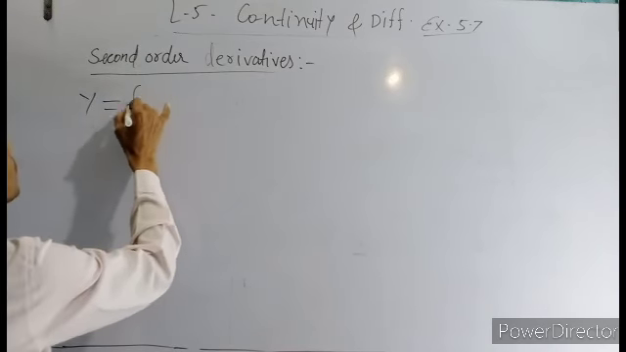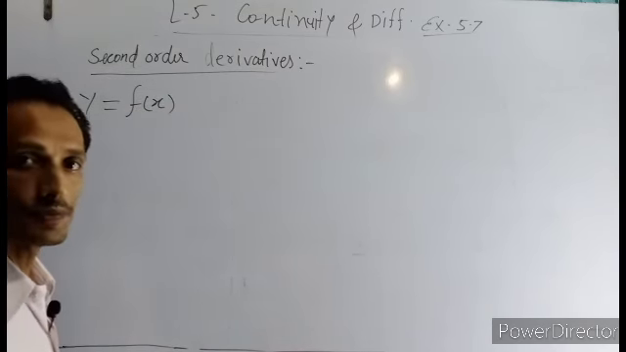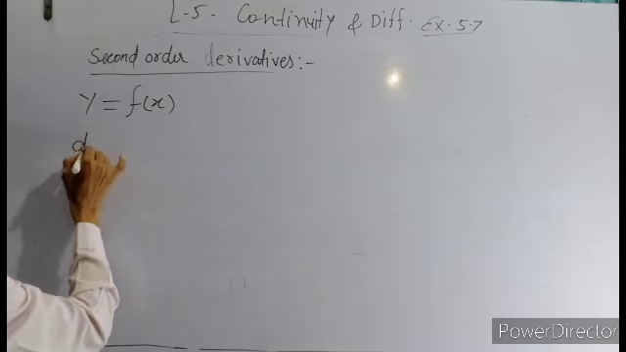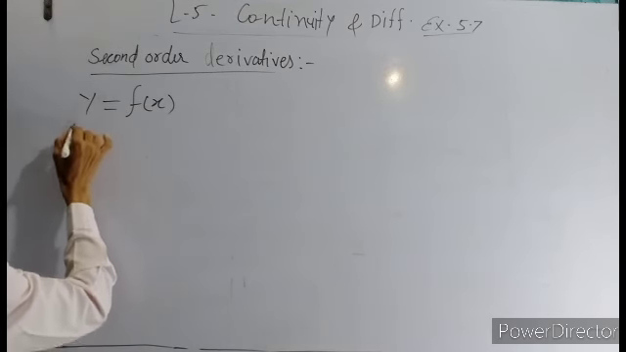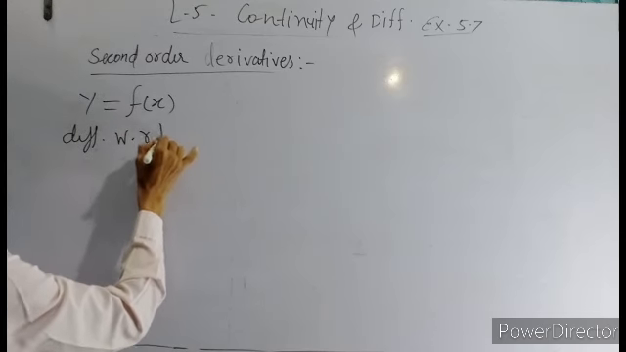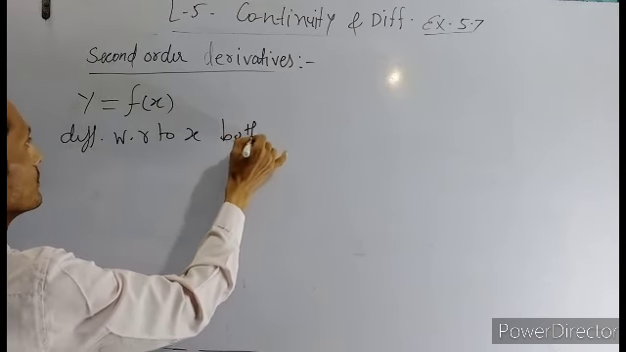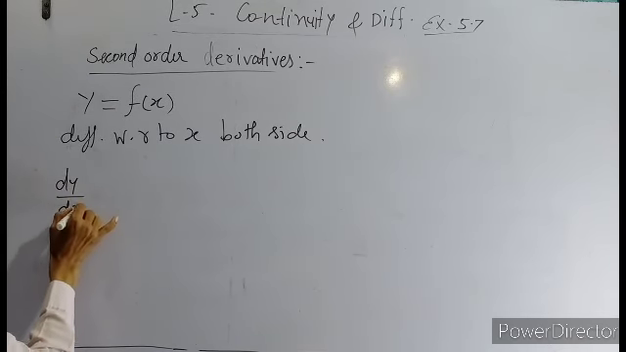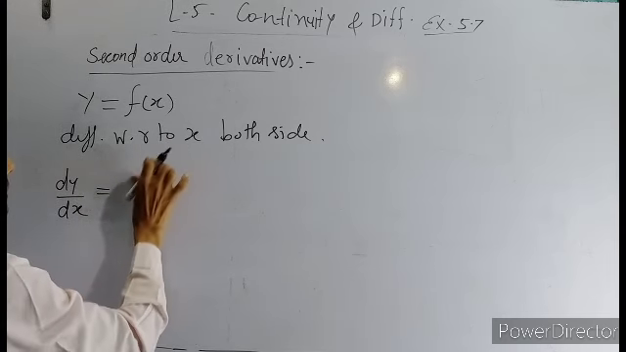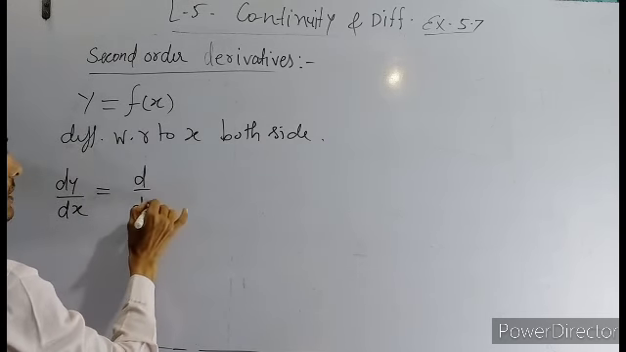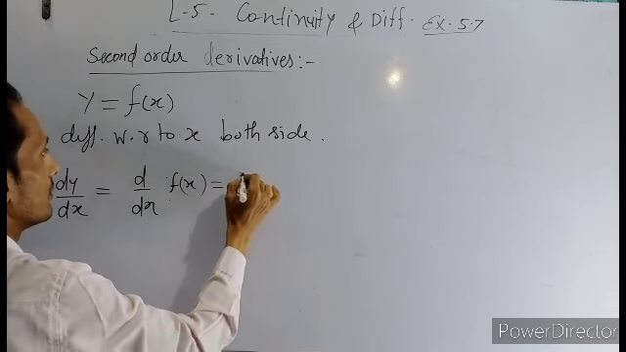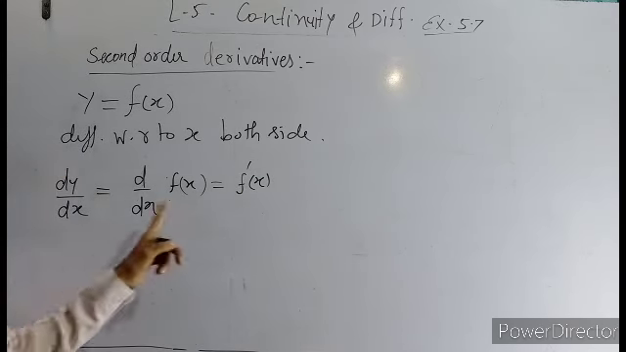Suppose that you are given a function y equal to f(x). So we have to find the second order derivative, meaning first we differentiate with respect to x on both sides. Now you can say dy by dx equal to f dash x, or you can say d/dx of f(x), that is called f dash x. That is the first derivative.